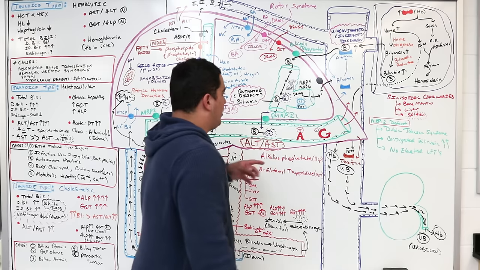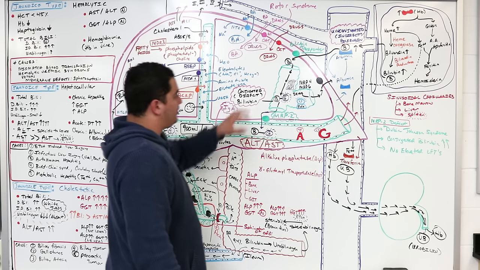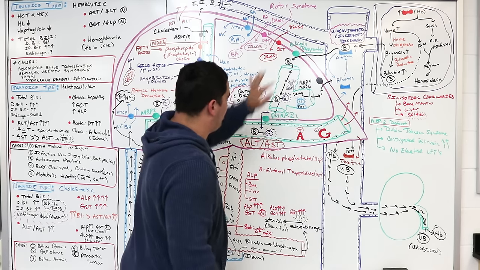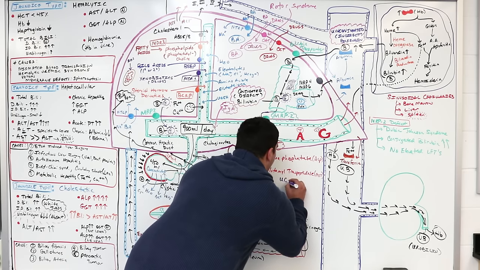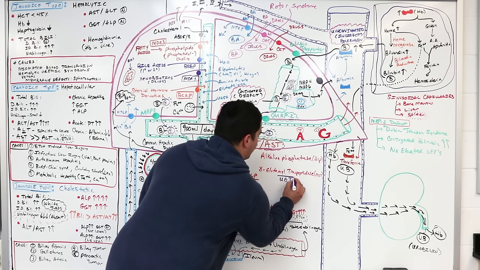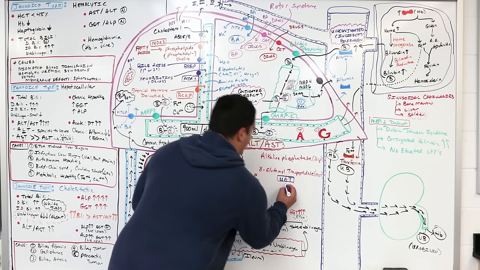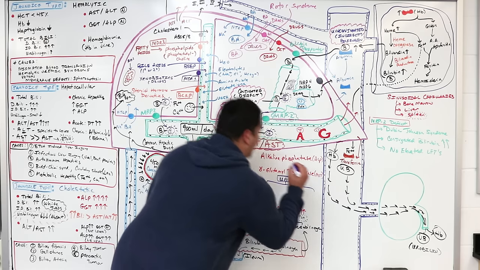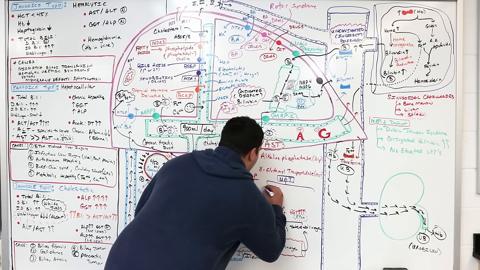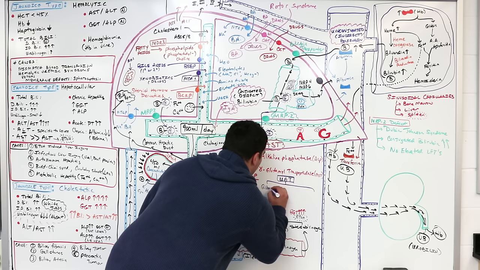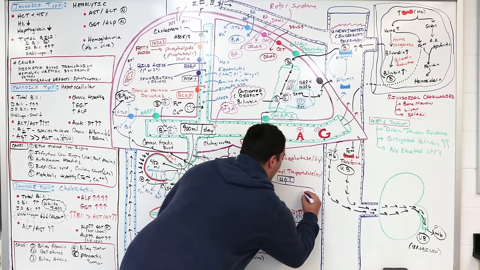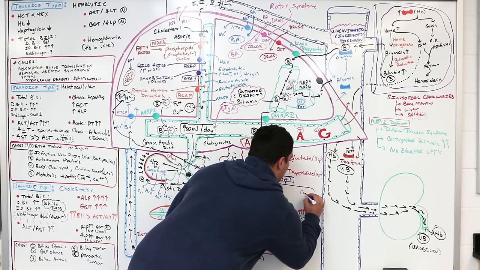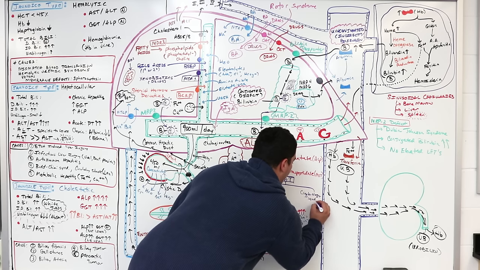And then there's Dubin-Johnson. There is another one that should be mentioned, and it's with respect to the UGT. Okay, I'm gonna write here UGT. And again, this stands for UDP glucuronosyl transferase. There are two types of disorders here. One is called Gilbert's syndrome, and the other one is called Crigler-Najjar syndrome. Okay?